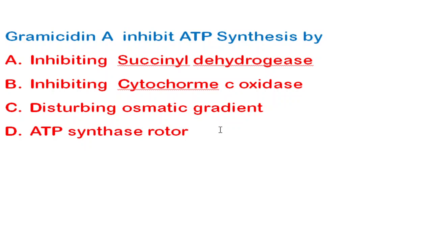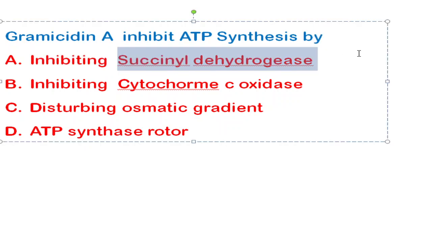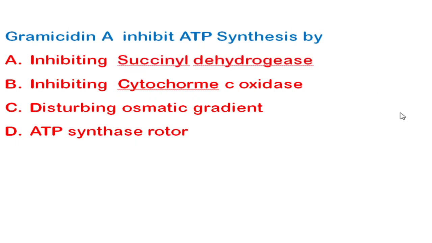Ultimately what will happen? ATP synthesis will be stopped. Whereas, the ETC is inhibited by the ETC inhibitors, like antimycin A, rotenone, like that.